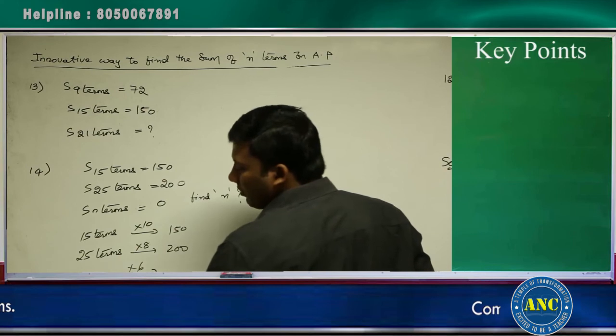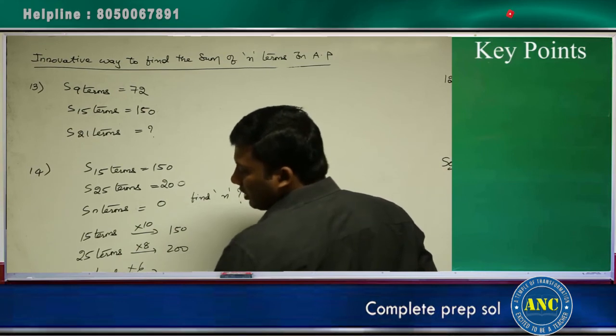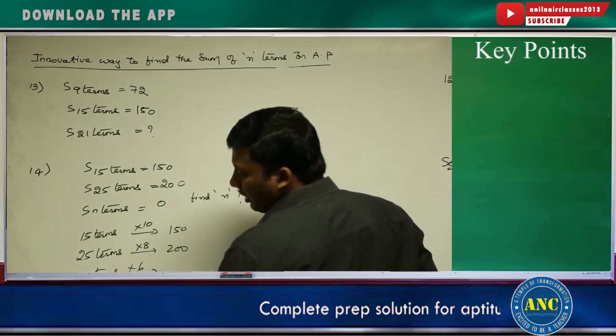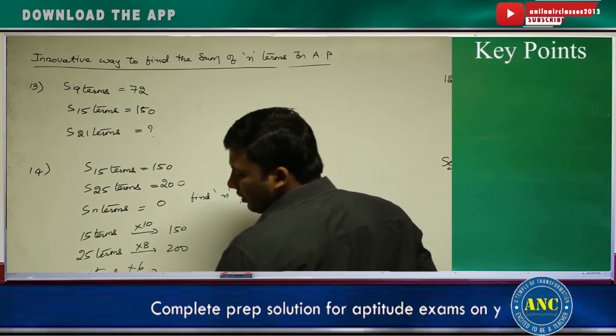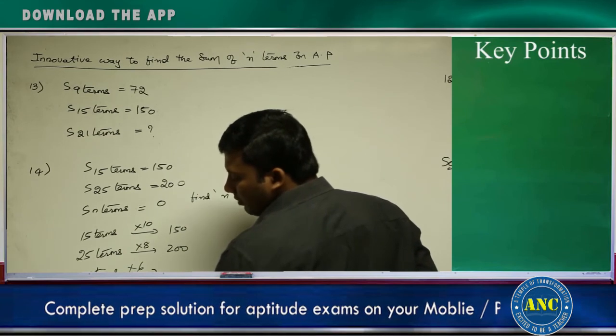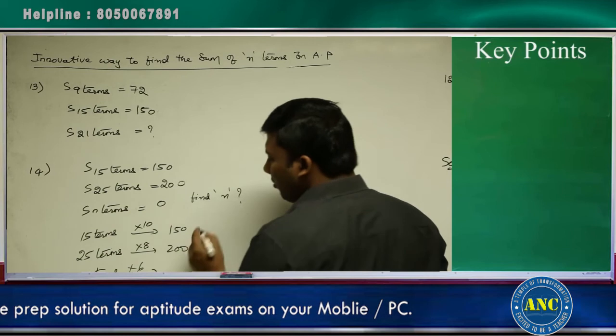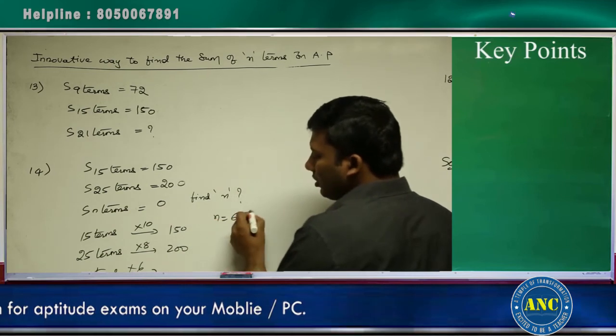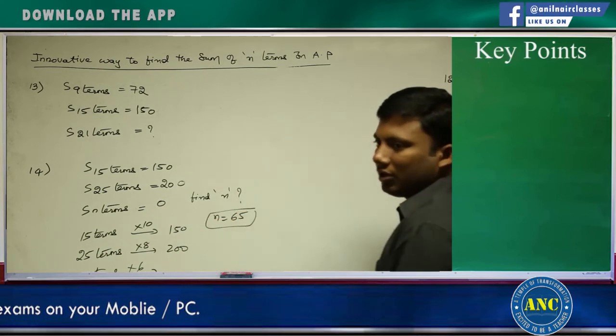So this will become 35 terms, this will become 45 terms, this will become 55 terms, this will become 65 terms. How many terms until n is 0? 65. This is the logical way of doing it.